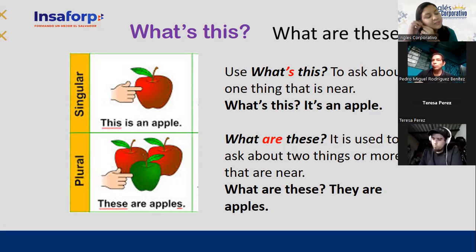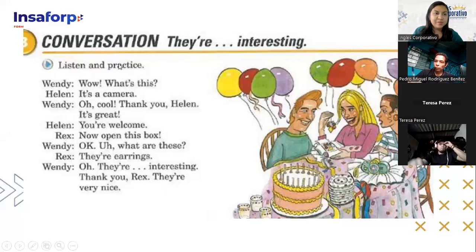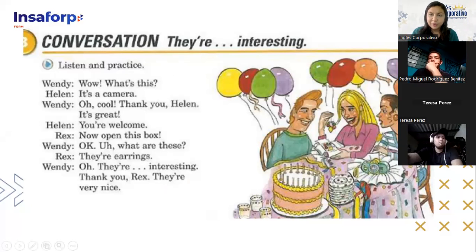Okay, let's practice now. Time to practice. Okay, we have a conversation here in which you will see some examples. I need three volunteers to read the conversation. Wendy, Helen, and Rex. A ver, ¿quién quiere ser Wendy?